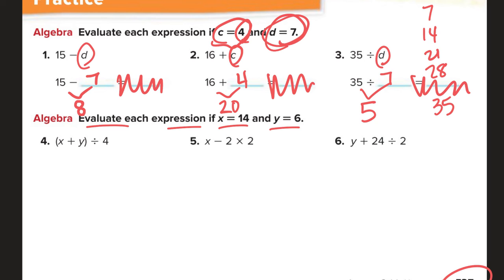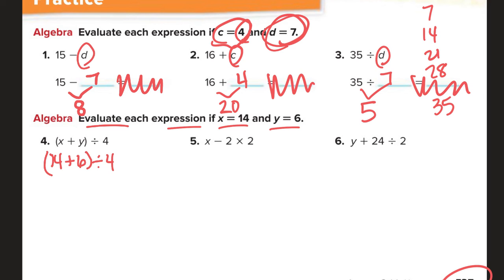Okay, this down here, it says we need to evaluate each expression if x is 14 and y is equal to 6. Okay, so this one has both variables. So underneath the x, I'm going to put my 14 plus underneath the y, I'm going to put my 6, bring down my parentheses, and bring down the divide by 4.